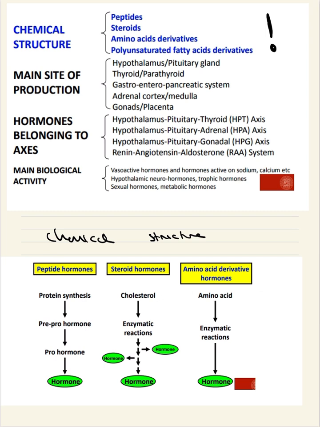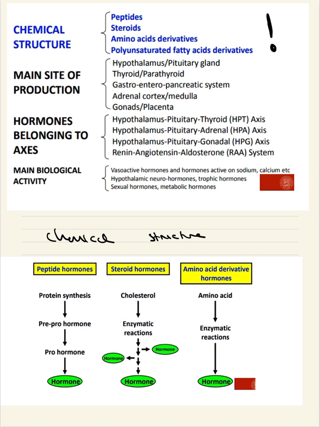Now, chemical structure is very, very important. So chemical structure is going to matter a lot. So the chemical structure, they could be peptides, they could be steroids, they could be amino acid derivatives, or they could be polyunsaturated fatty acid derivatives, okay?